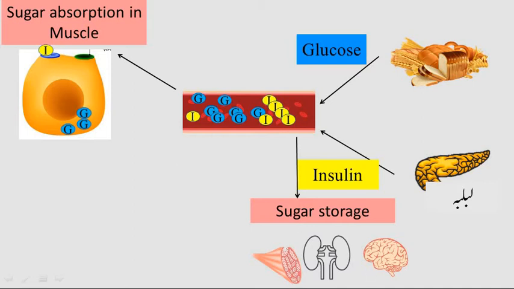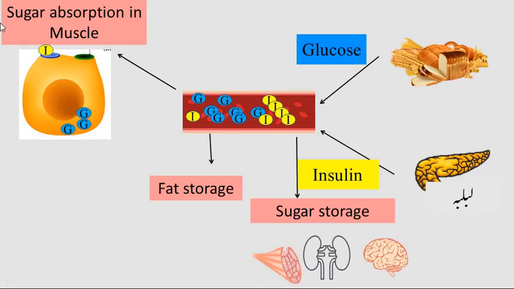What happens to the sugar or glucose molecules which are left after sugar absorption in muscles and sugar storage? The excess glucose in our body is deposited to the liver, and the liver creates fat storage, and it deposits the excess of the glucose intake in your food as fat. So the more glucose intake, the more fat storage.